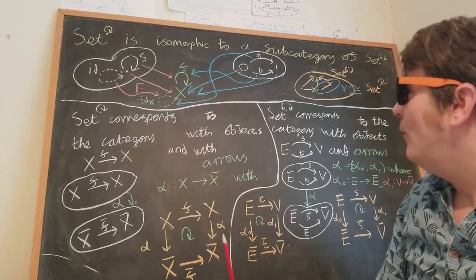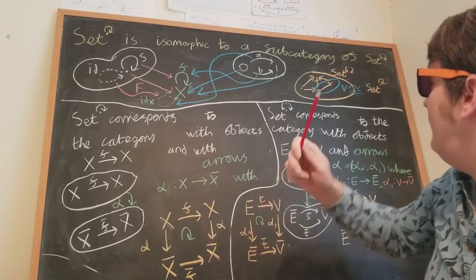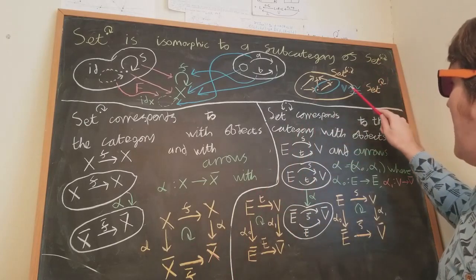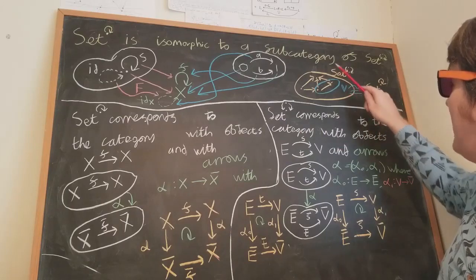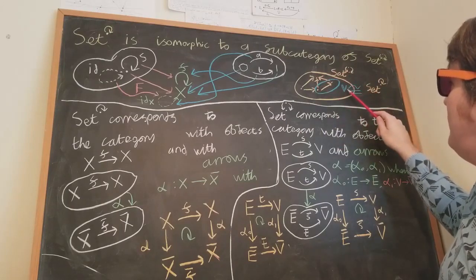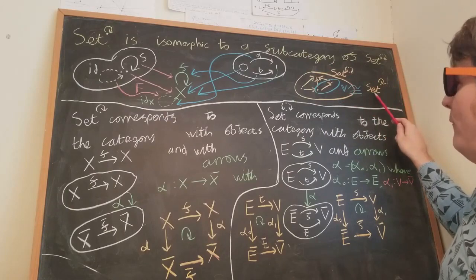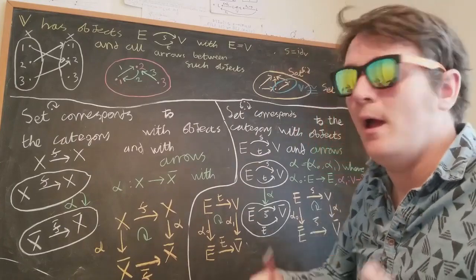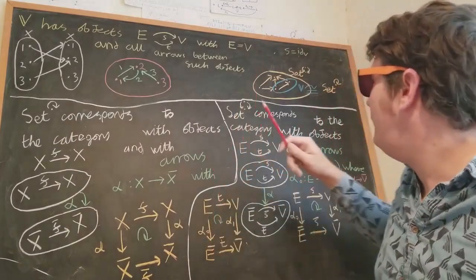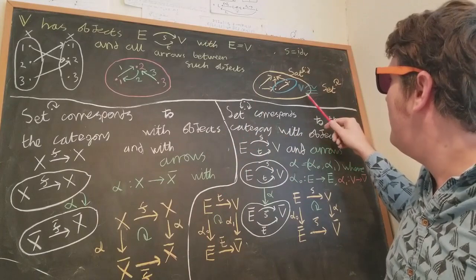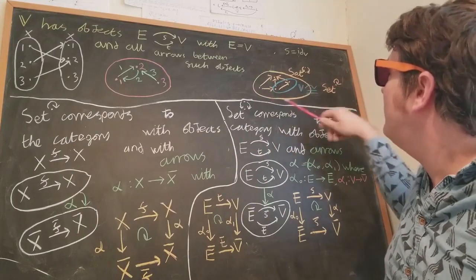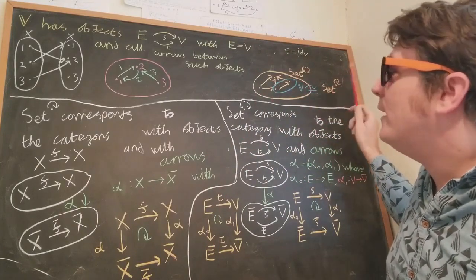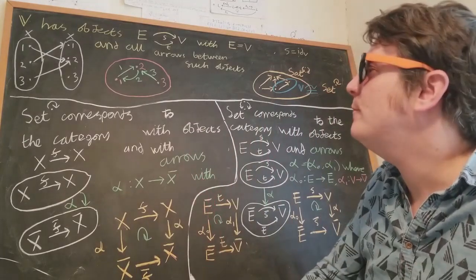So, okay, what's my claim then? My claim is that there is a subcategory of this category of graphs, subcategory V, which is isomorphic to this category of dynamical systems. Okay, so what is this subcategory V then? This subcategory of the category of graphs, which is isomorphic to the category of dynamical systems?